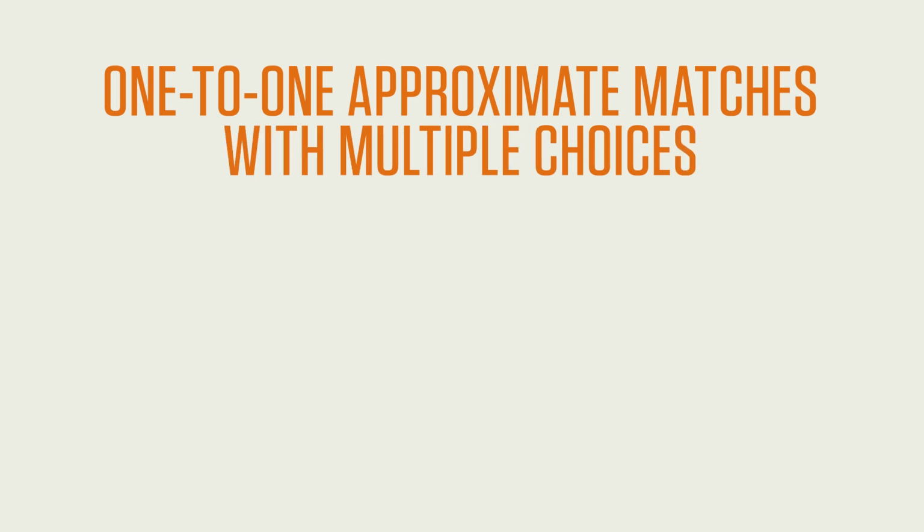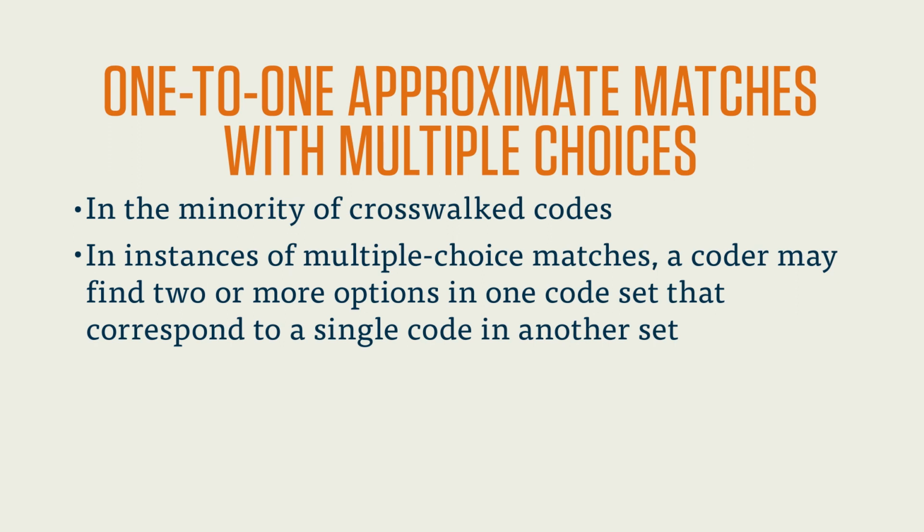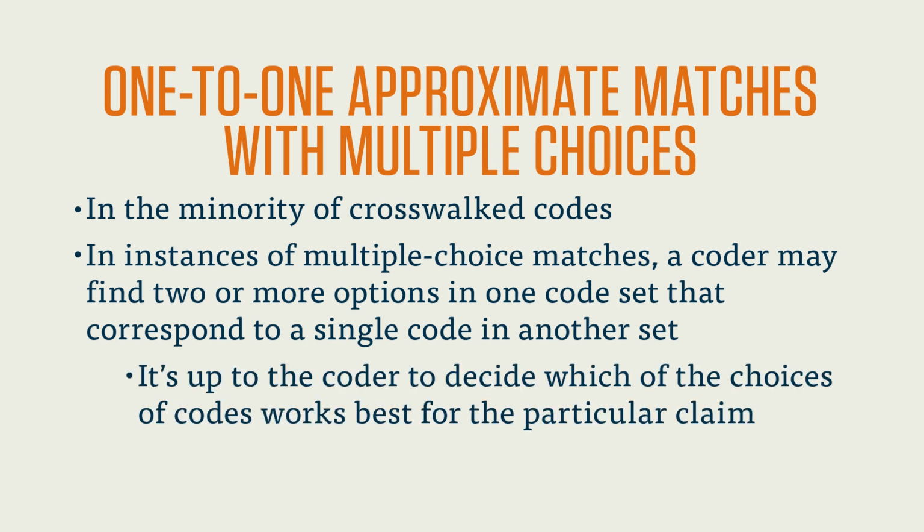One-to-one approximate matches with multiple choices. While exact and approximate matches with only one choice make up the majority of crosswalk codes, coders will occasionally run into coding crosswalks that are less specific. The first of these is an approximate match with multiple choices. In instances of multiple choice matches, a coder may find 2 or more options in one code set that correspond to a single code in another set. In situations such as this, it's up to the coder to decide which of the choices of codes works best for the particular claim.